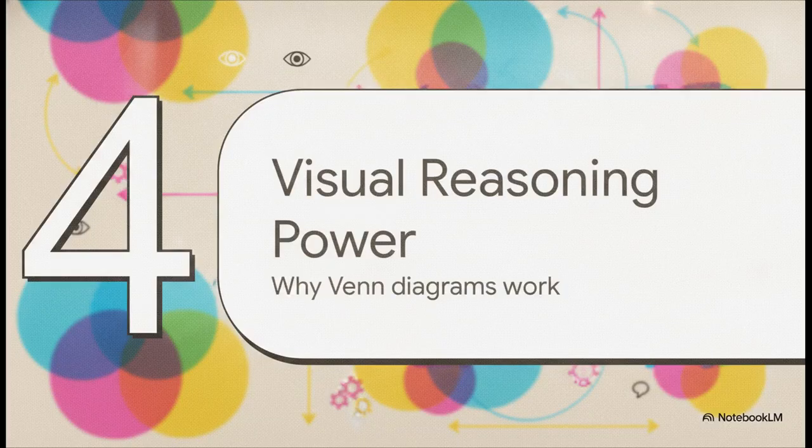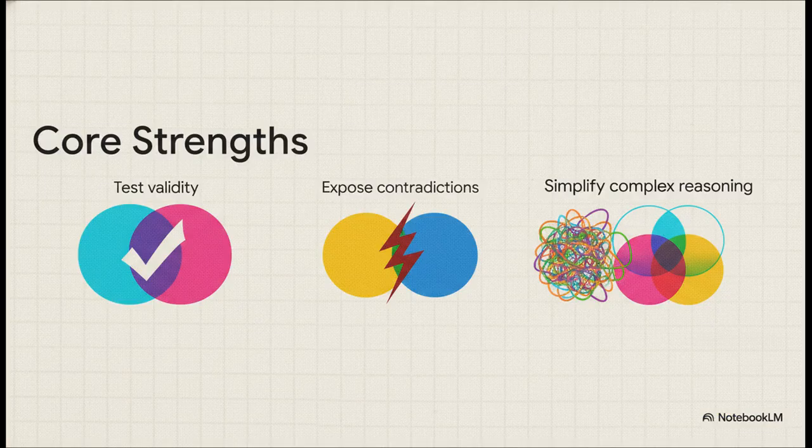Which brings us to Section 4, the power of visual reasoning. So why do we use this? Well, this visual framework gives us 3 huge core strengths. First up, it rigorously tests validity. It actually demands that conclusions necessarily follow premises by giving them literally no physical place else to exist within the diagram.